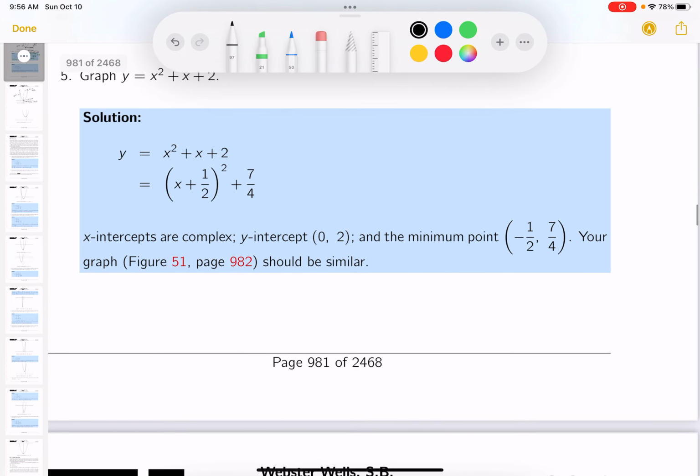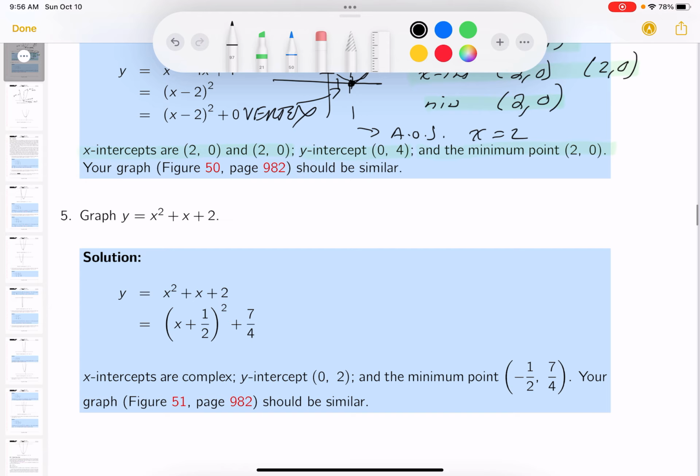All right, let's go to the next one. And this one, you know, if you try to factor it, you're not going to get it factored. But that shouldn't stop you from trying, by the way. But you're not going to get it factored. So what I want to do is complete the square on it. So x squared plus x. I take half of 1, which is 1 half, and square it, I get a quarter, right?